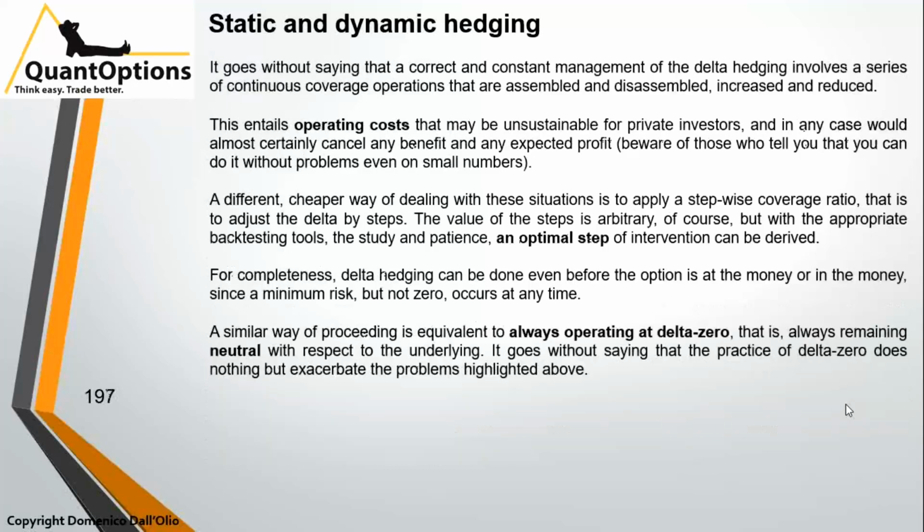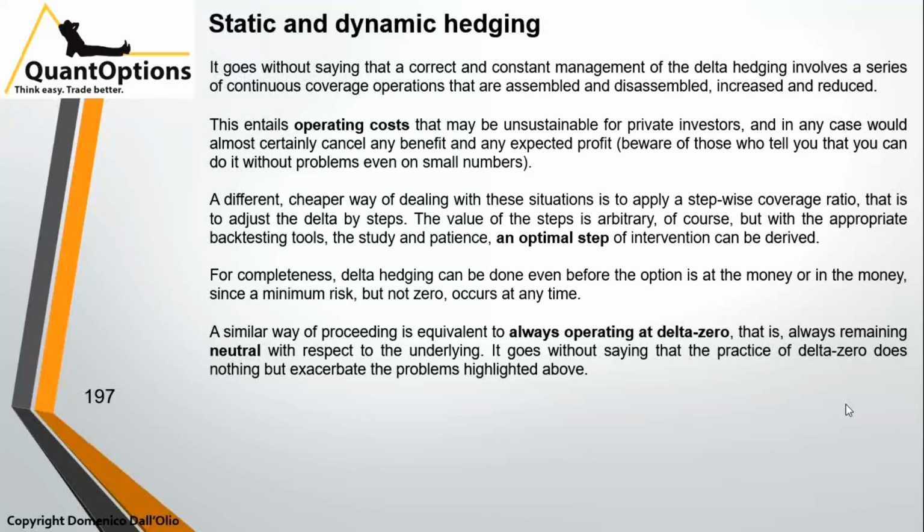It goes without saying that a correct and constant management of the delta hedging involves a series of continuous coverage operations that are assembled and disassembled, increased and reduced. This entails operating costs that may be unsustainable for private investors, and in any case would almost certainly cancel any benefit and any expected profit. Beware of those who tell you that you can do it without problems, even on small numbers.